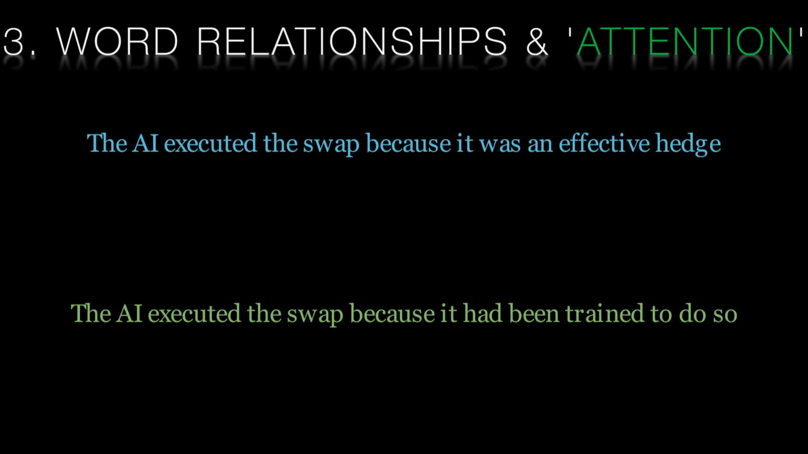Now, let's isolate the word it in both sentences. It occurs in more or less the same absolute position and in the same relative position to both key nouns, here AI and swap, in both sentences. In the first sentence, it relates to the noun swap, yet in the second, it relates to AI.